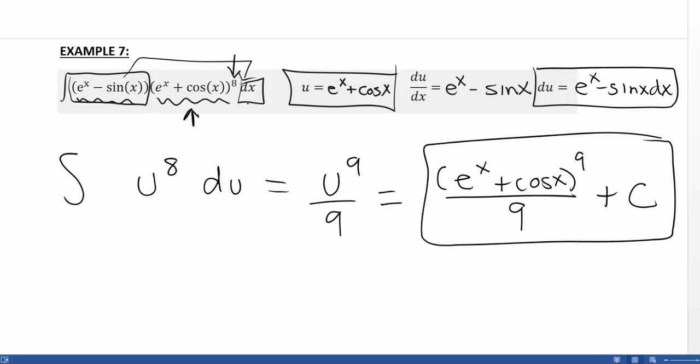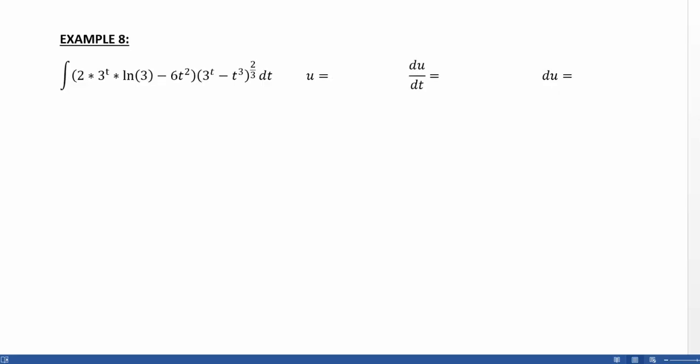Let's try one more of the parenthesis to a power type of integration by substitution. Example 8. So again, we see that we have two functions here that are each in parentheses. So again, we have to be mindful to pick our u to be the function that's raised to a power. So between these two parentheses, the function that's raised to a power is the 3 to the t minus t cubed. So that's how we're going to pick our u.